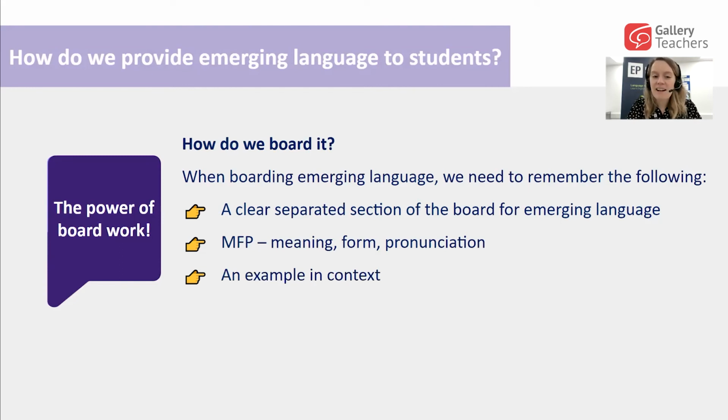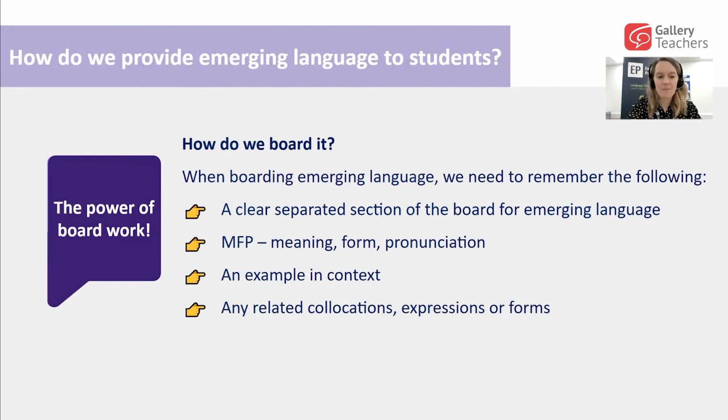I think they also want an example in context. Sometimes the meaning, the form, the pronunciation is great, but students often remember when they have a context to help them. So if I was using my example of happy, I might write a sentence that says, the students were happy in Holly's class. Then they'll remember that and they'll be able to use it again in different contexts. As I discussed previously, any related collocations, expressions, or forms. I might give them happy, the adjective, I will also give them happiness, the noun, giving them extra options.